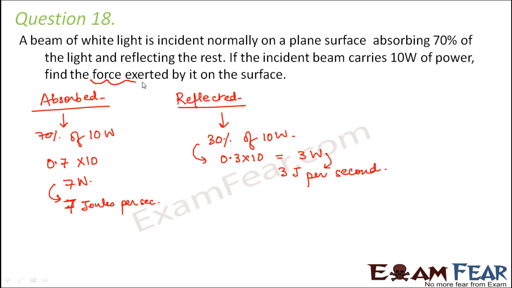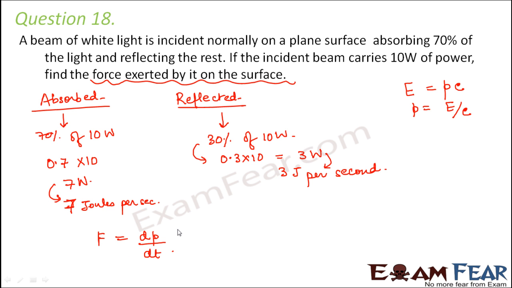Now in this question we have to find out the force exerted on the surface. Now we know that force is equal to the rate of change of momentum. So if we are able to find out momentum, then we can also find out the force, correct? Now, we know this relationship, that energy is equal to momentum into c, where c is the speed of light. So from this we can say that momentum is equal to E by c.